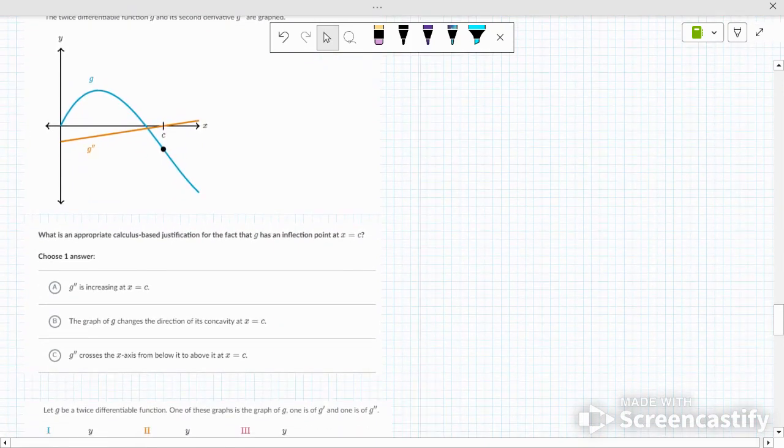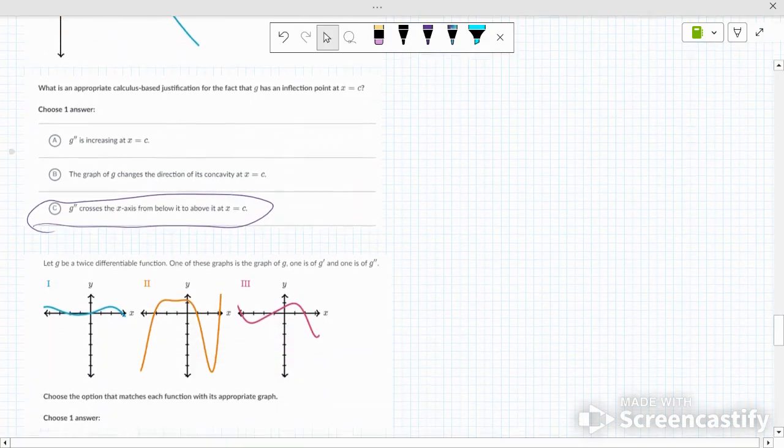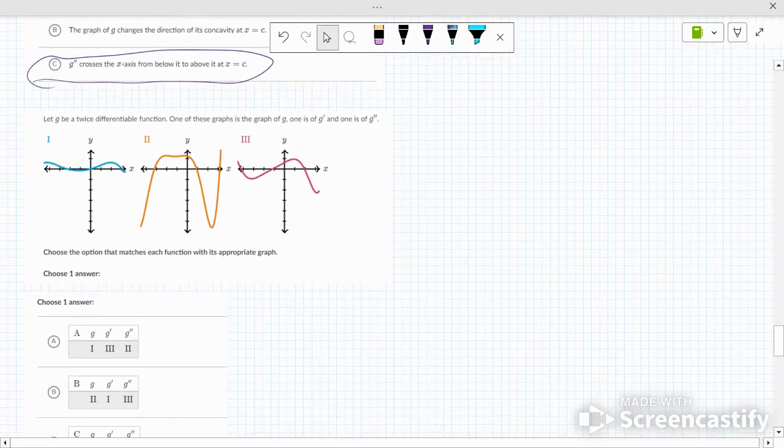Okay. Why do we have a point of inflection at C? Because it crosses the x-axis, which makes it a point of inflection. If the second derivative crosses the x-axis, it's a point of inflection.